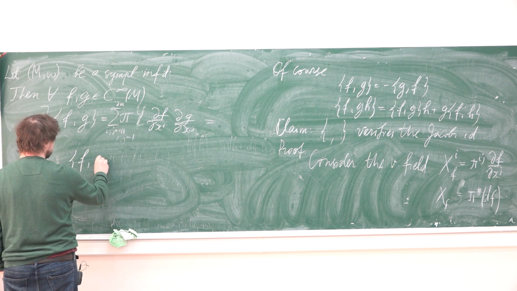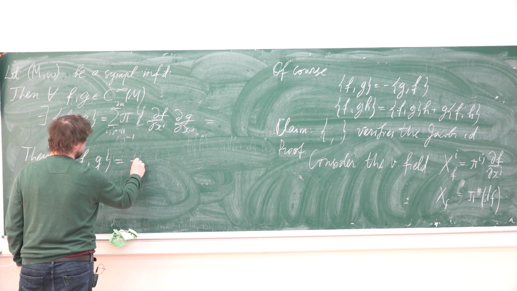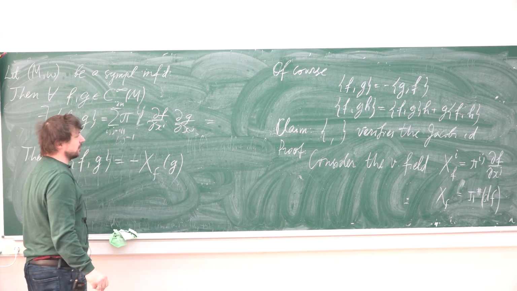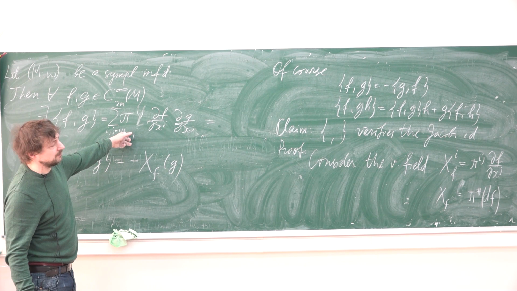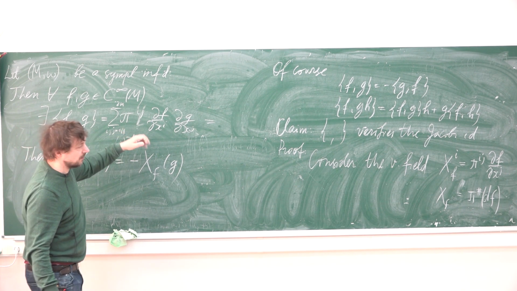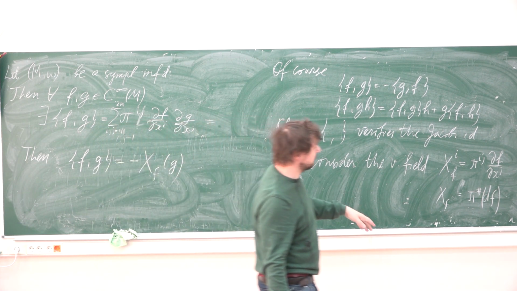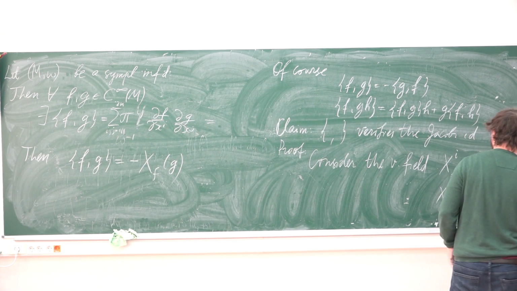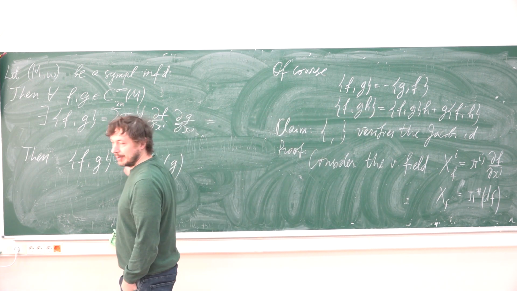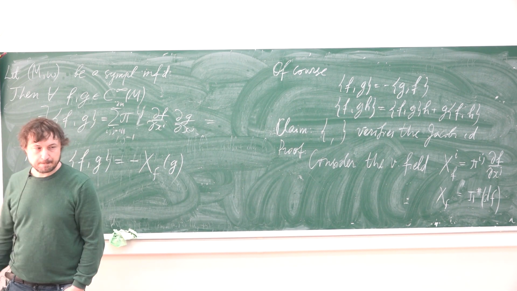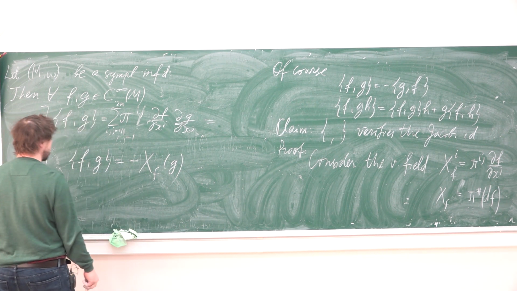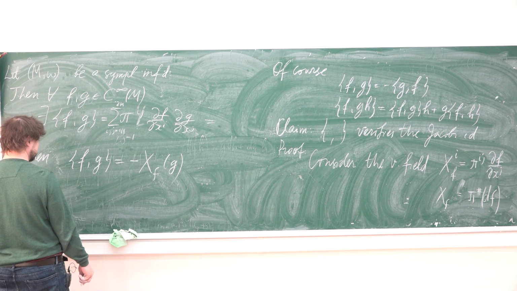Poisson bracket of f and g is equal to minus xf of g. If you just plug this into the formula, you'll see that this matches perfectly, right? Just the sign is different, but the sign can be corrected by changing the order, and that's precisely why we have it here, right? Okay.